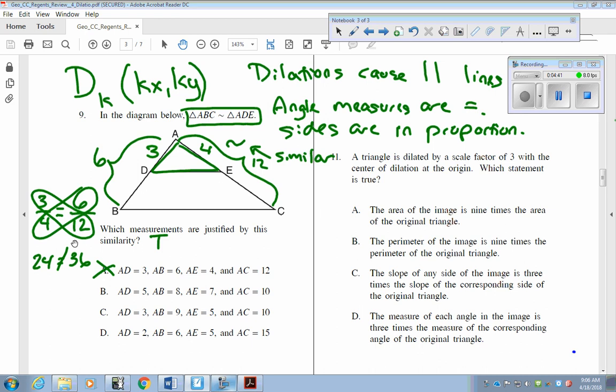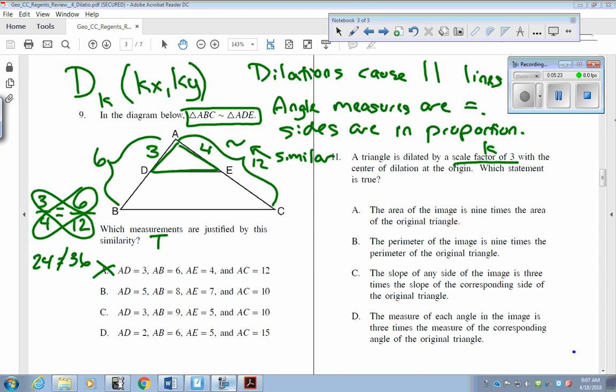Okay. Now the last one we're going to look at is going to be number 11. And it says a triangle is dilated by a scale factor of 3. So they give us what k is, with the center of dilation at the origin, which statement is true. Okay. So like in this case right now, the area of the image is 9 times the area of the original triangle. The perimeter is 9 times the perimeter of the original. The slope of any side of the image is 3 times the slope of the corresponding side of the original triangle. And the measure of each angle in the image is 3 times the measure of the corresponding angle of the original triangle.